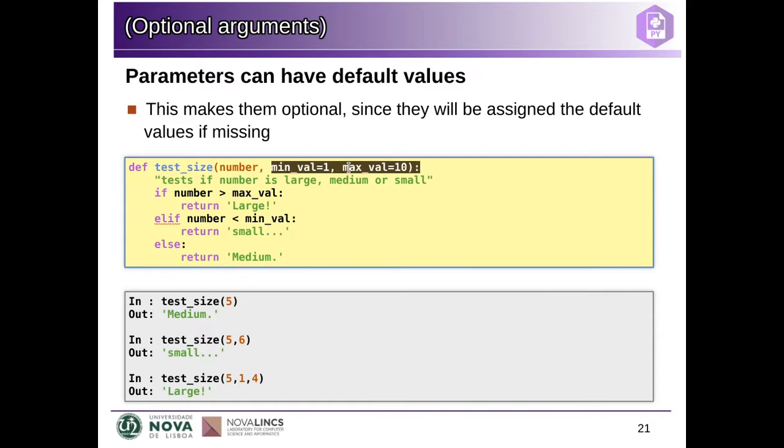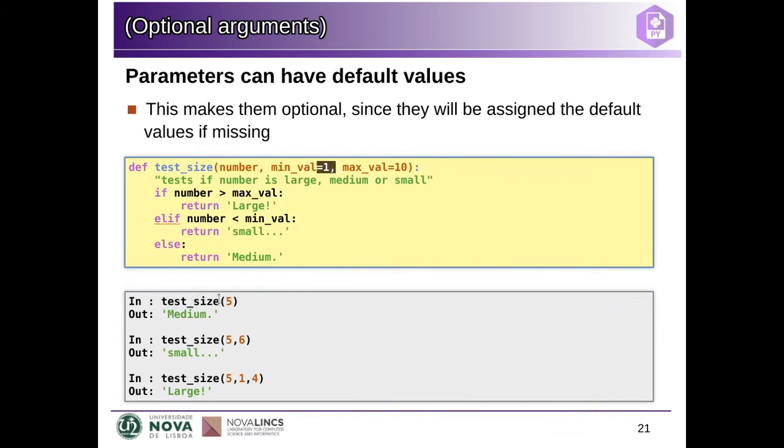Since these parameters here have a default value, they can be omitted when we call the function. So when I call test size 5, the number is 5, the minimum value is 1, and the maximum value is 10, because I did not give any arguments for those parameters. If I give arguments to the parameters, then they supersede the default. So in this case, the minimum value will be 6 because I'm giving it as an argument. The default will be ignored.